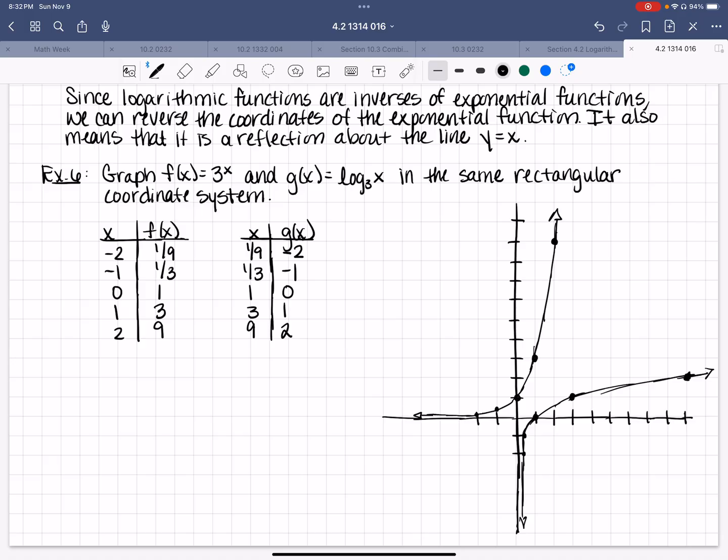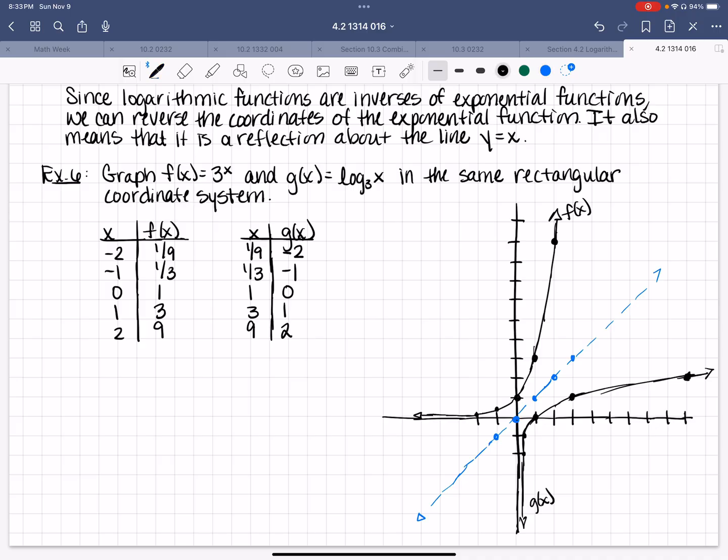Okay. Now, so this is f of x. This is g of x. And we did have the property there that this would be a reflection over the line y equals x, which we can see right here if we graph y equals x, that it is a reflection over y equals x, if I can graph that properly. Not getting a real straight line, but there we go.